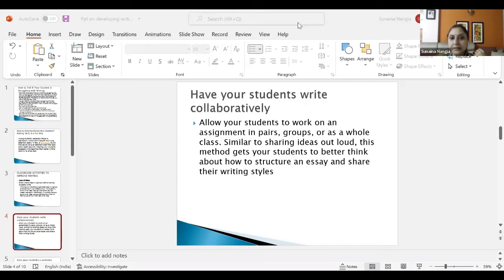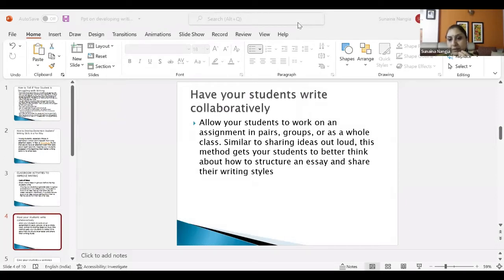Similar to sharing ideas out loud, this method gives the students a chance to think better about how to structure an essay or any of the writing skills and share their viewpoints. Okay, and it's also a good idea to have peer feedback. You could ask one or two good ones, one or two average ones, one or two even below average ones to come and read out their work.